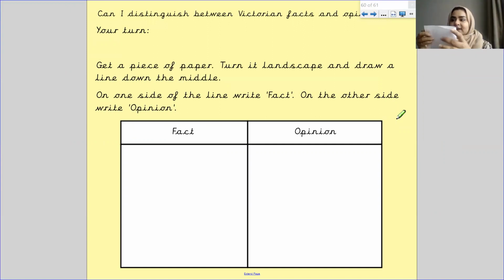And then you just fold it in half. Once you have folded it in half, open it and draw a line in the middle. Once you have drawn a line in the middle, you need to draw a line horizontally. So you have two parts. One part is fact, the other part is opinion. Okay? Now, once you have done that, come back to my video.